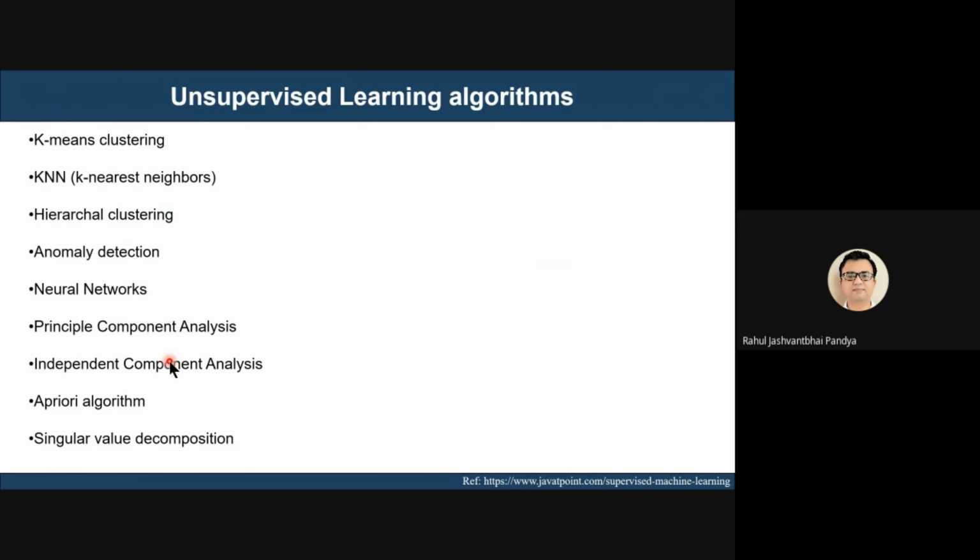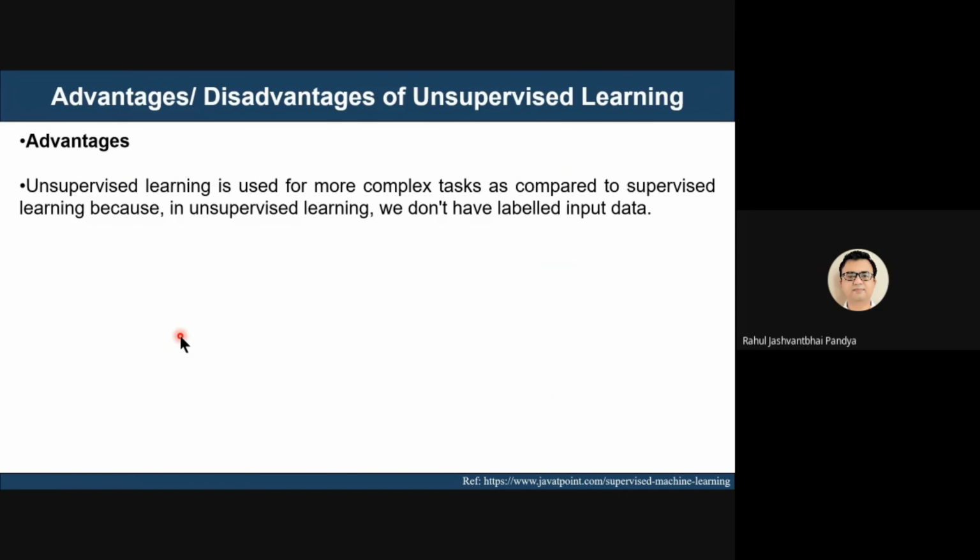There are several algorithms of unsupervised machine learning, such as k-means clustering, k-nearest neighbors, hierarchical clustering, anomaly detection, neural networks, principal component analysis, independent component analysis, apriori algorithm, singular value decomposition, etc. Let's take a look at the advantages and disadvantages of unsupervised machine learning.